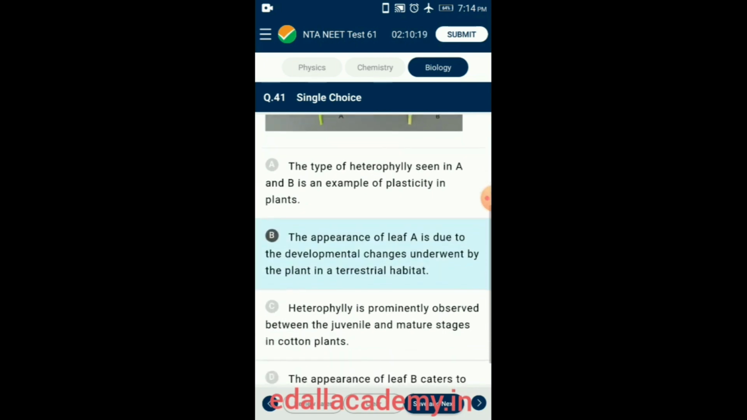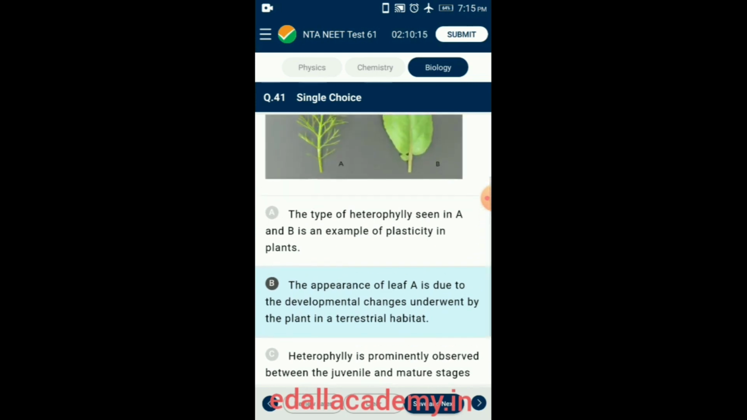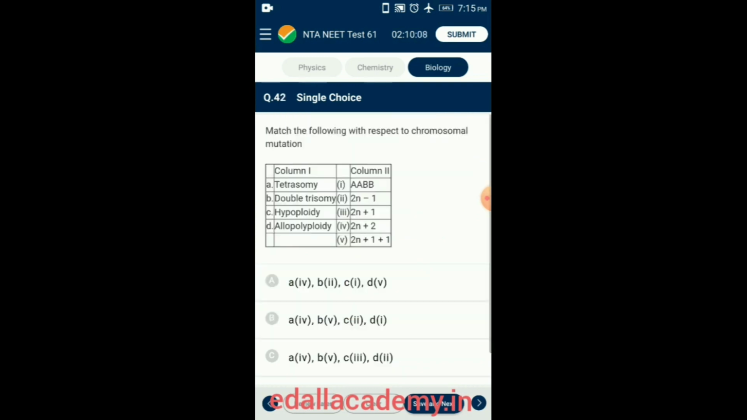The appearance of leaf A is due to the developmental changes undergone by the plant in a terrestrial habitat. Question number 42. Match the following with respect to chromosomal mutation.